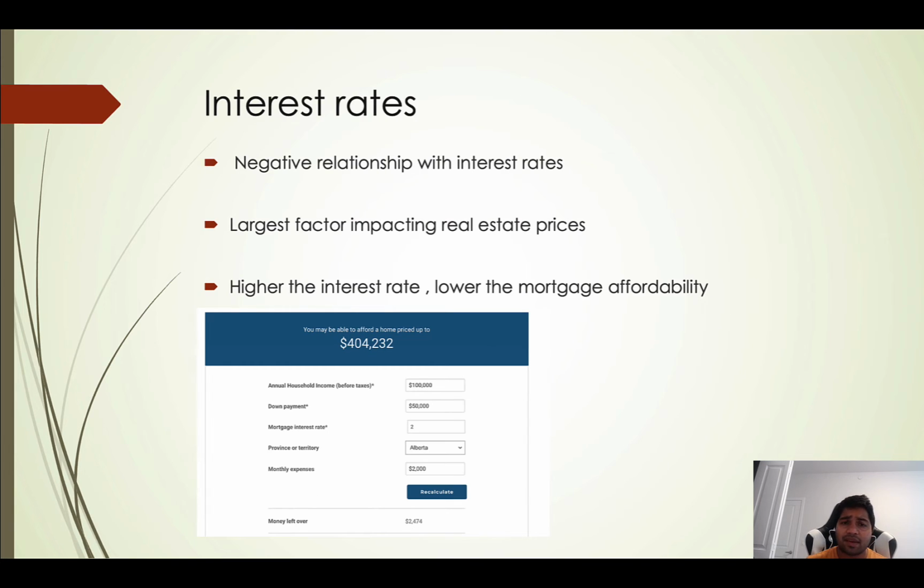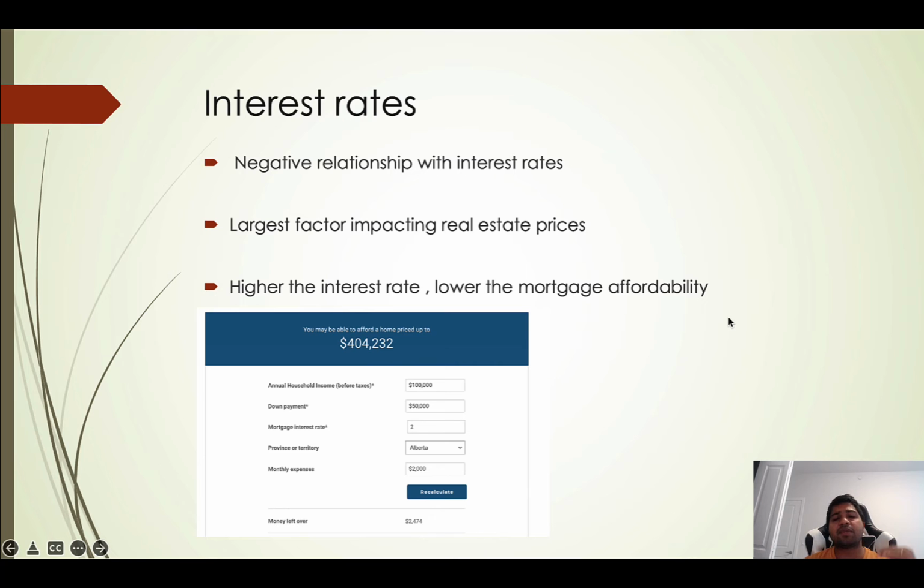The biggest impact that any factor has on real estate prices is from interest rates. Interest rates are the largest factor impacting real estate prices. There is a negative relationship between real estate prices and interest rates. So if interest rates go up, the real estate market goes down. Why? Because the higher the interest rate, the lower the mortgage affordability.